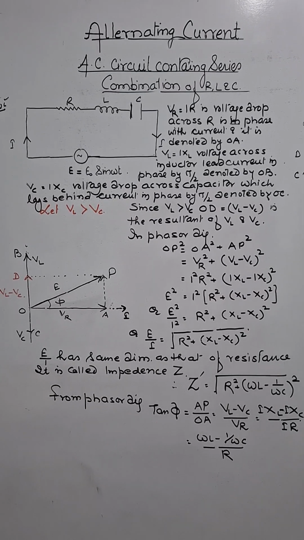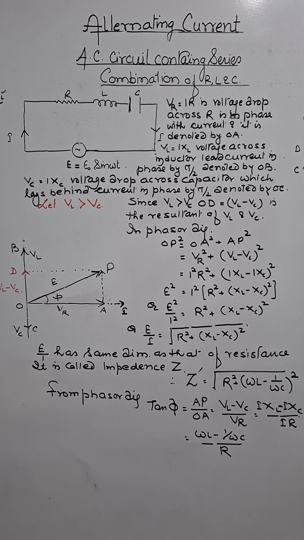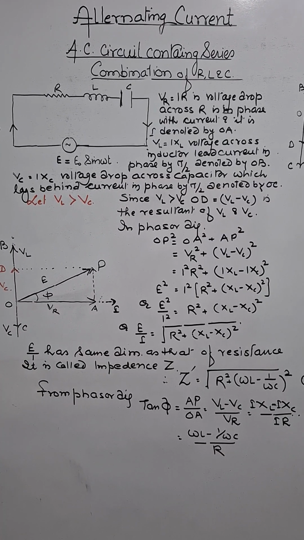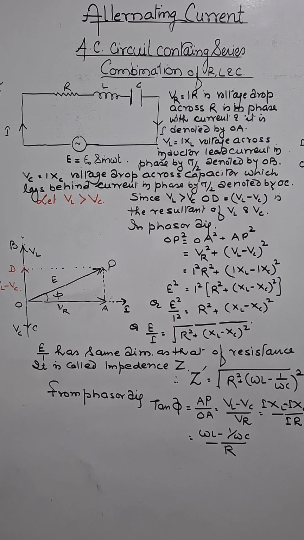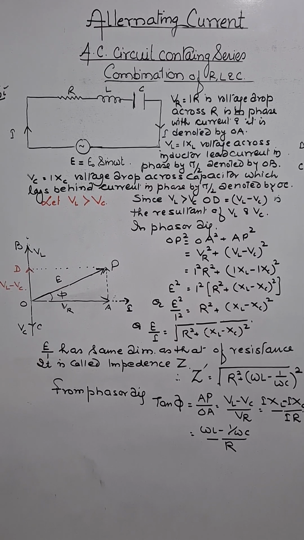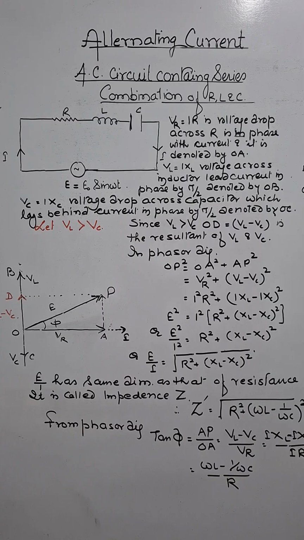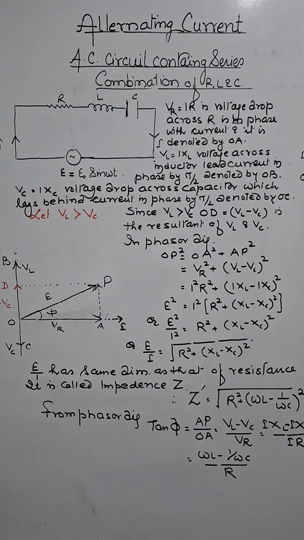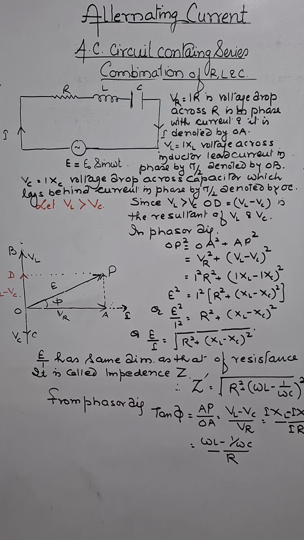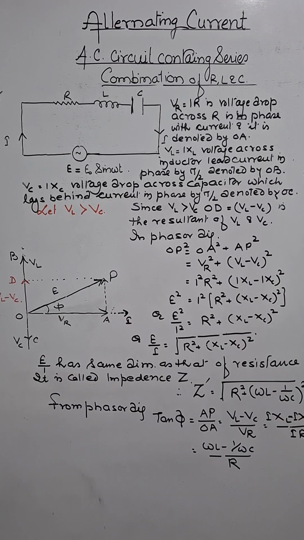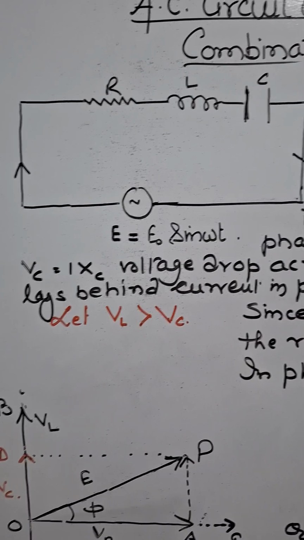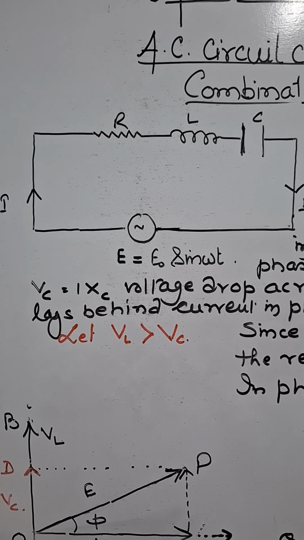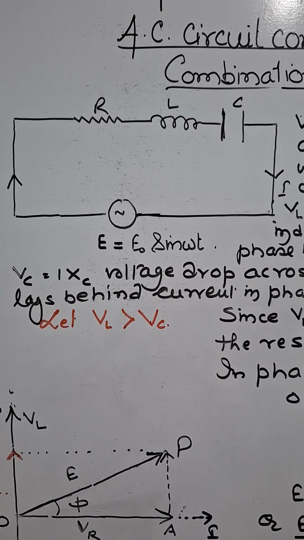Students, this is a very important topic, LCR circuit. We consider an AC circuit in which a resistance R, inductor coil of inductance L, and a capacitor of capacitance C are connected in series across a source of alternating EMF E is equal to E naught sin omega t.